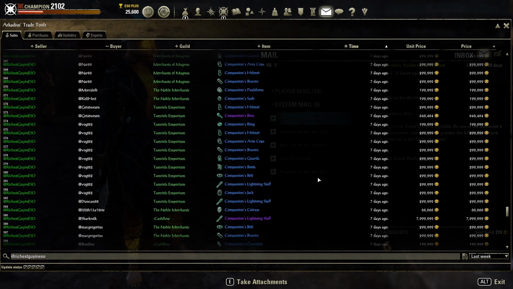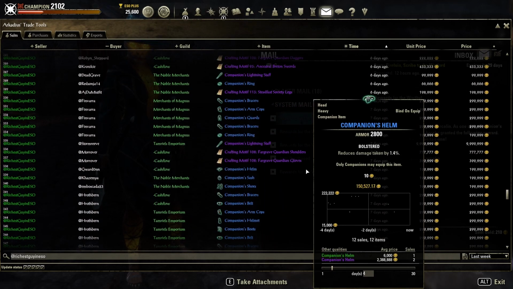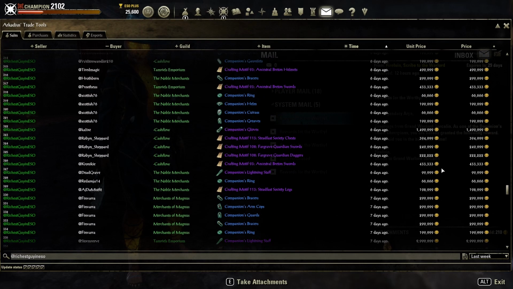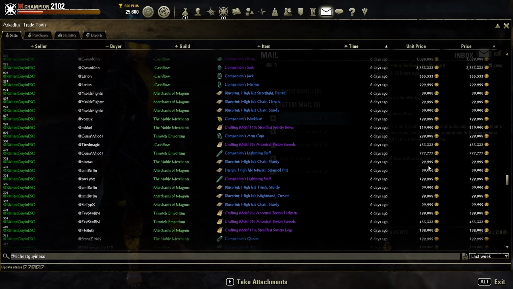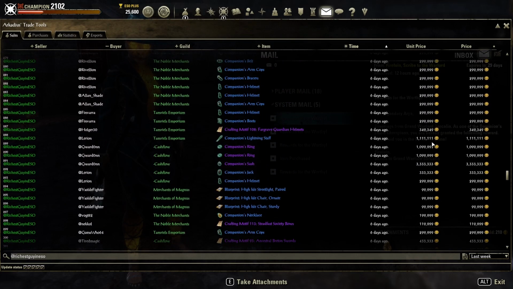One even sold for 10 million gold, as you can see here. So the maximum for a blue aggressive lightning staff was actually 1 million. This one even sold for around 800,000, and this one for over 1 million. So the profit margin on this gear was even more insane than on other companion gear pieces.